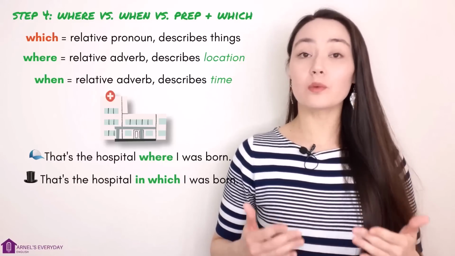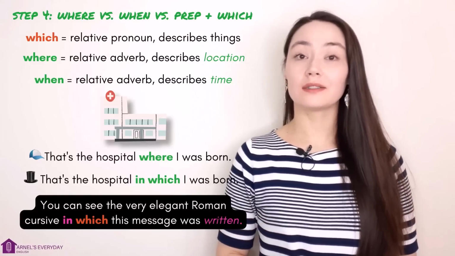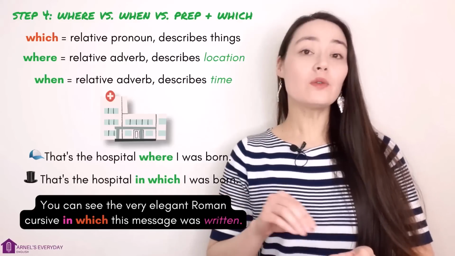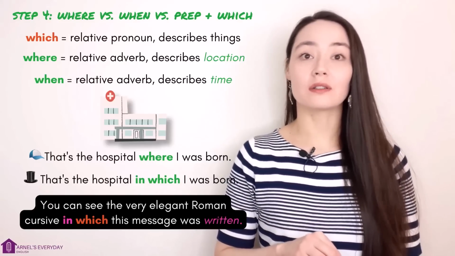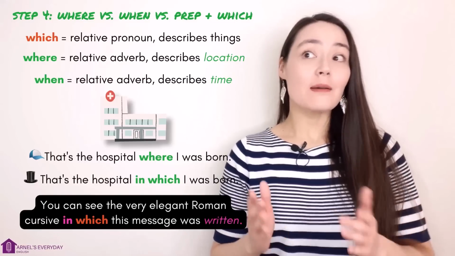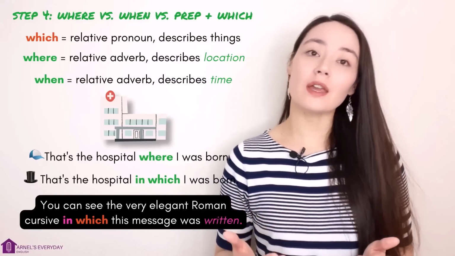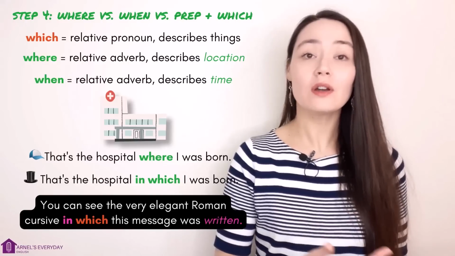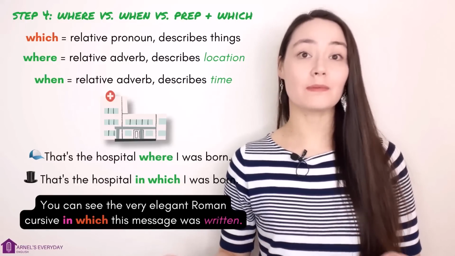This is different from the rule we looked at earlier. In this example here, in which is not about location. It's about the dependent preposition. So if you see preposition which, you do need to think, is it replacing where? Am I talking about a location? Or is it based on the dependent preposition?